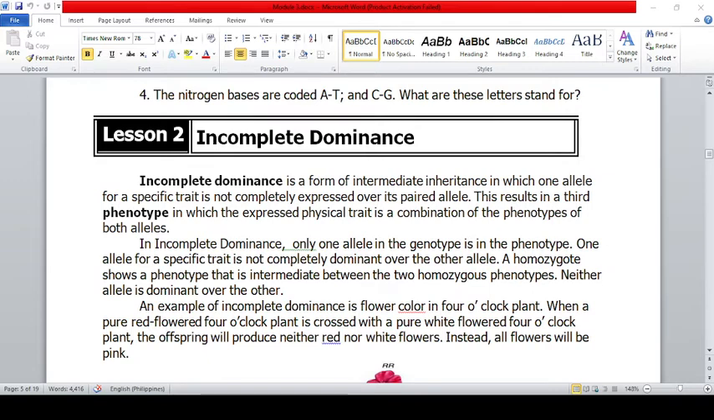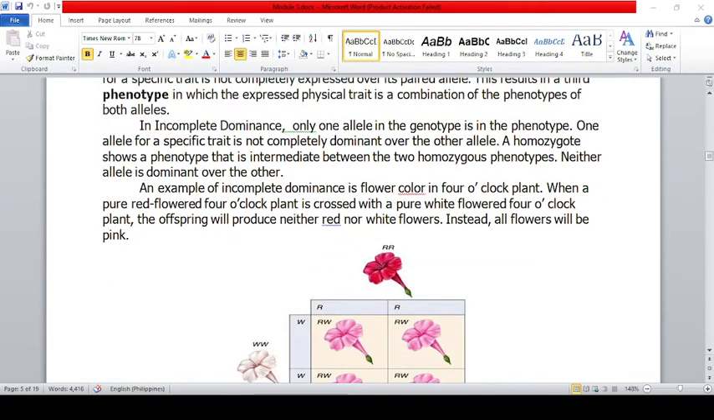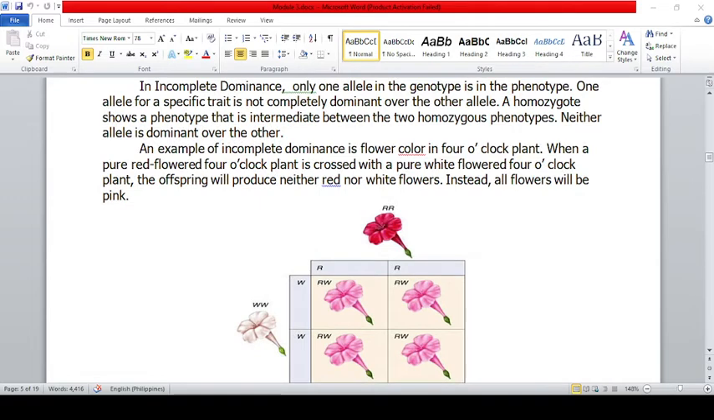phenotypes of both alleles. Okay, so we have here an example of the 4 o'clock plant. We have here 4 o'clock plant. So our genotype here, we have the RR, or homozygous. Homozygous siya because malaki ang letra. We have here big letter RR. And the flower for this one is a pure red flowered 4 o'clock. Tunay na siya na red.